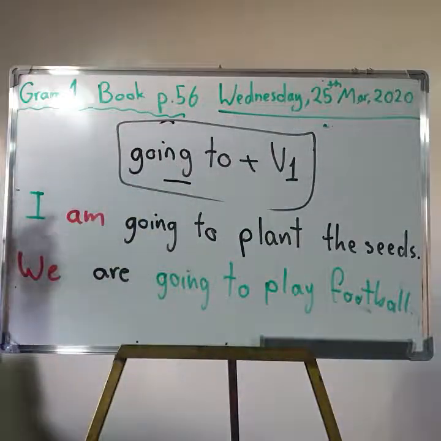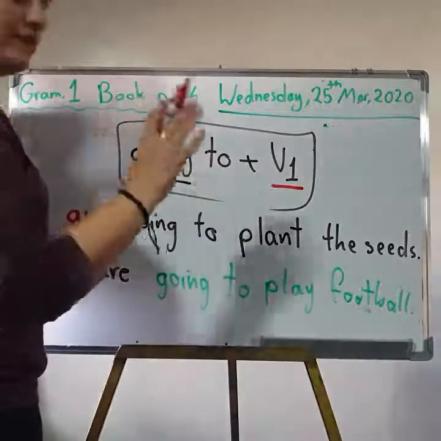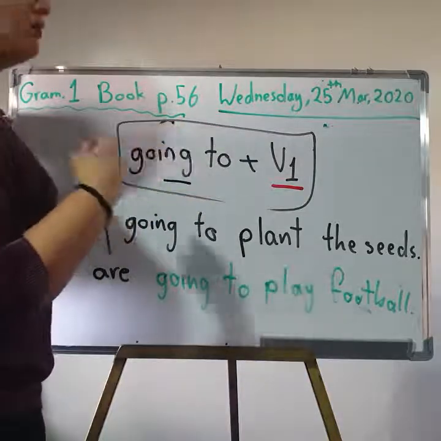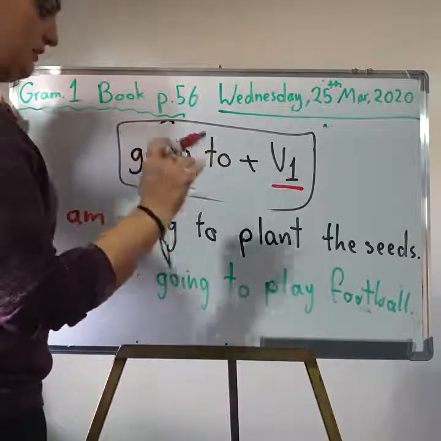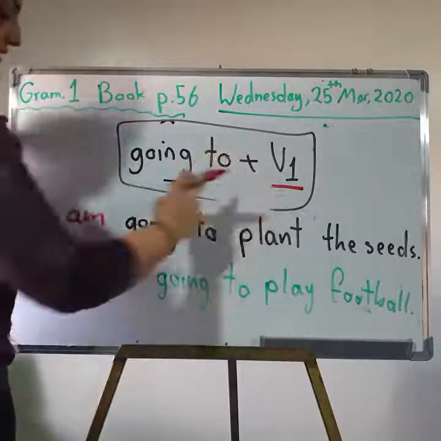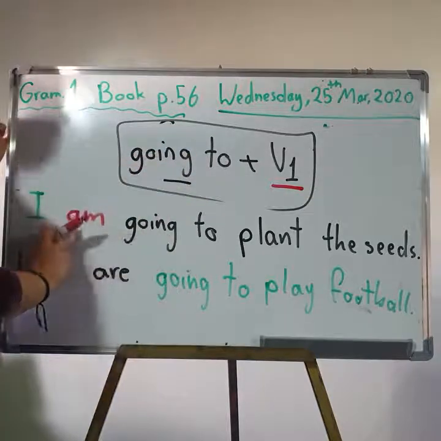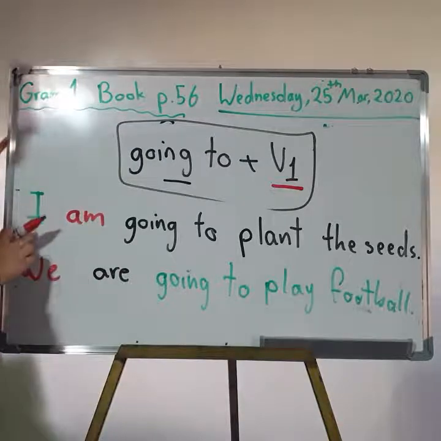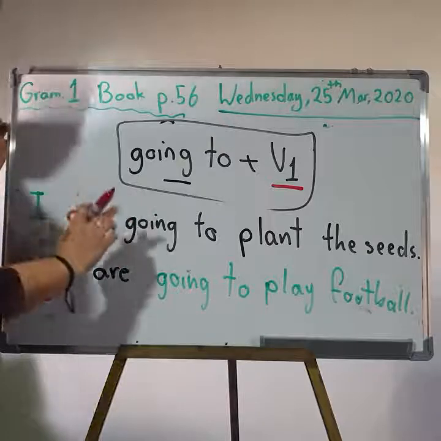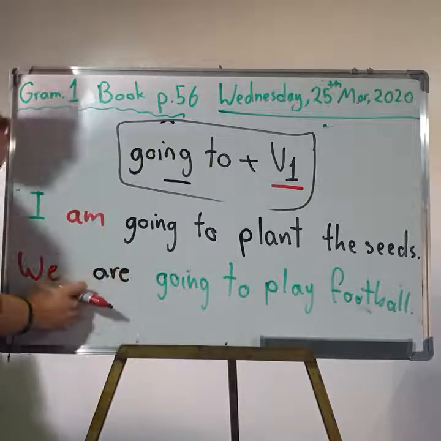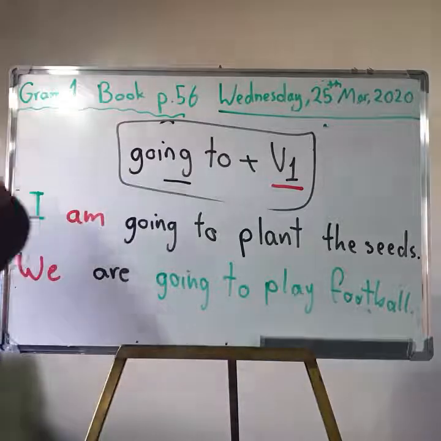So remember that when I say verb 1, it means verb 1 without adding anything. No ing, no ed, no s, nothing. So it's only verb 1. Going to and verb 1. And don't forget that before going to, you have to use the correct helping verb depending on the subject. If the subject is singular, I use is. If the subject is plural, I use are. And if the subject is I, I use am.